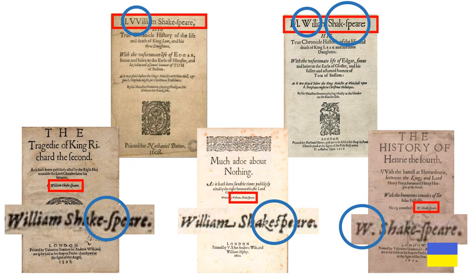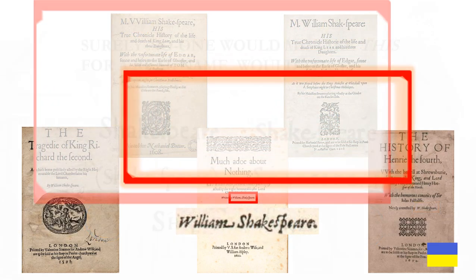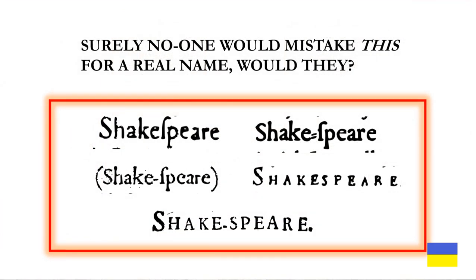So within the space of a few years, we have five different types of spelling of the name. VVilliam Shake-Speare, uppercase W William Shak-Speare, William Shake-Speare, William Shakespeare, one word, W. Shake-Speare. Surely no one would mistake this for a real name, would they? Incidentally, all of these examples are from the First Folio.